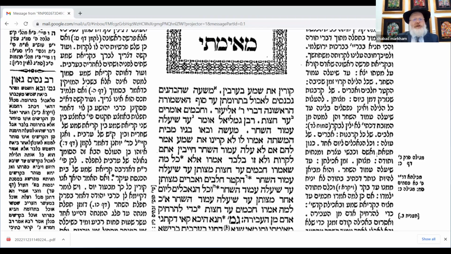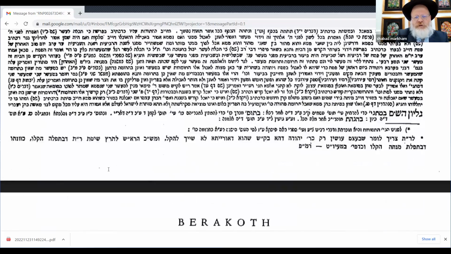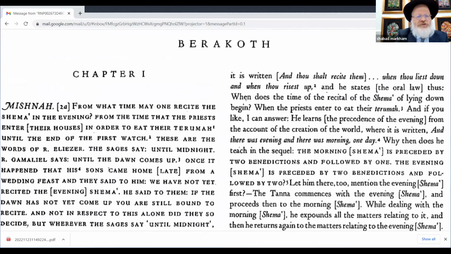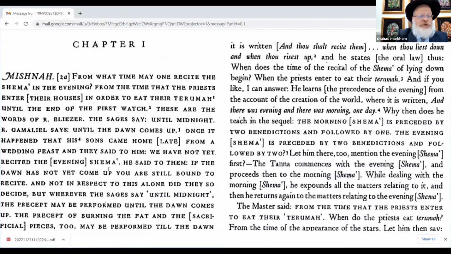Okay, let's see what it's saying. So first he asks, when do we read the Shema in the evening? Okay, so I'll show you a little bit also the English over here, but you can look at the English as well. Okay, here we go. Here we have some English here. Okay, you see it on the left side, the left column. It says, "From what time may one recite the Shema in the evening?" Right. So I'm just going to continue in the English a little bit, and I'll go back to the Hebrew.